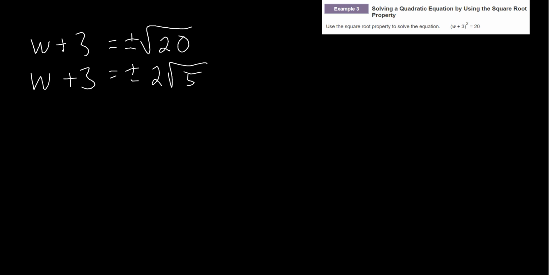So we're going to have w is equal to negative 3 plus or minus 2 on the square root of 5. All right, so it's not abundantly difficult. We're just taking the square root of both sides. Make sure that when you take the square root of the right side in this particular case, you put the plus or minus in front.